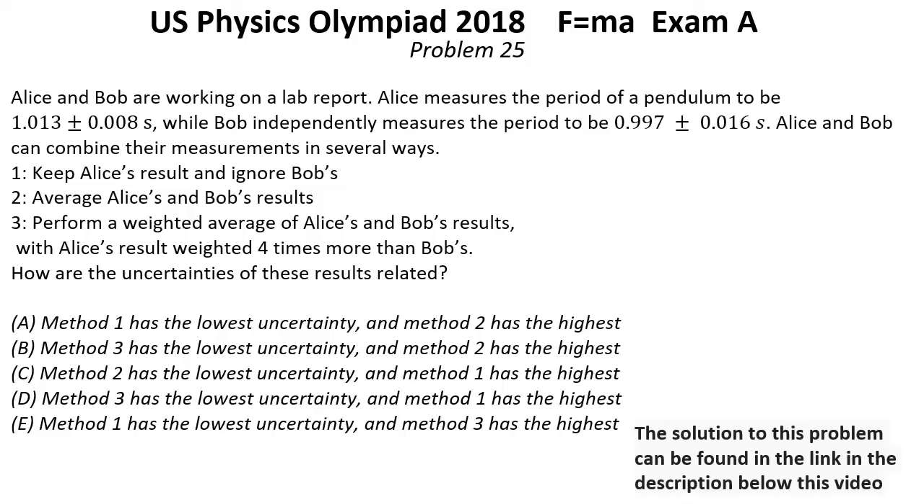First way, keep Alice's result and ignore Bob's result. Second way, average Alice and Bob's results. Third way, perform a weighted average of Alice's and Bob's results with Alice's results weighted 4 times more than Bob's result. How are the uncertainties of these results related?